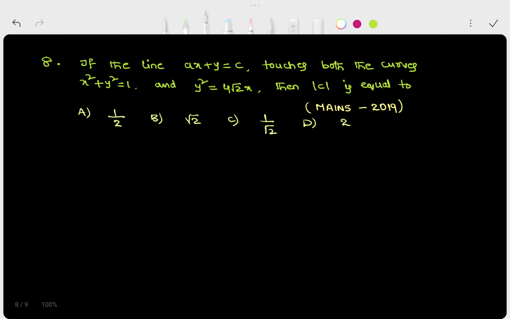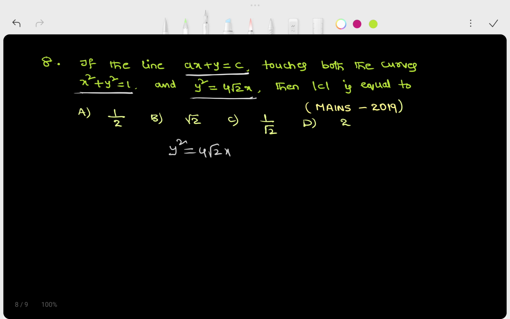See, if the line ax plus y is equal to c touches the curves x square plus y square is equal to 1 and y square is equal to 4 root 2 into x, then modulus of c will be equal to what? This is the 2019 problem. Okay, so first you see that one. Here you understand the line ax plus y is equal to c touches that circle and touches that parabola y square is equal to 4 root 2 into x. You see here y square is equal to 4 root 2 into x. This is the given equation.